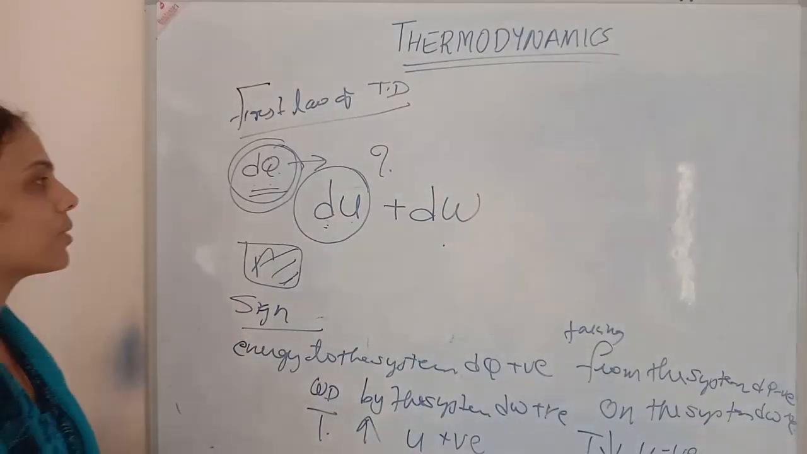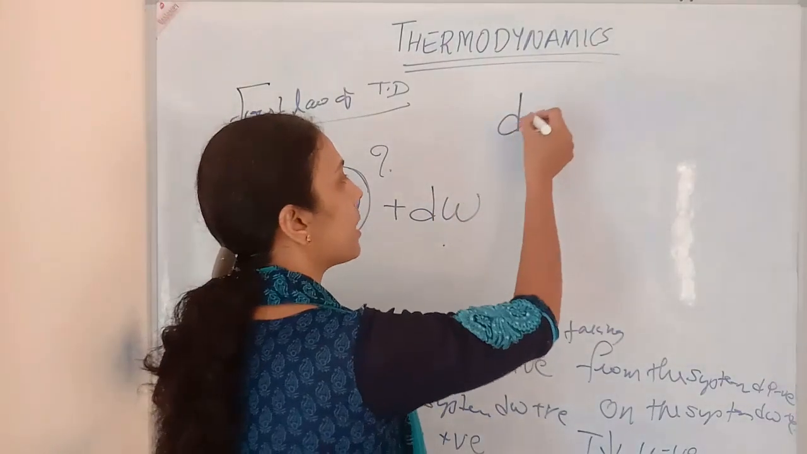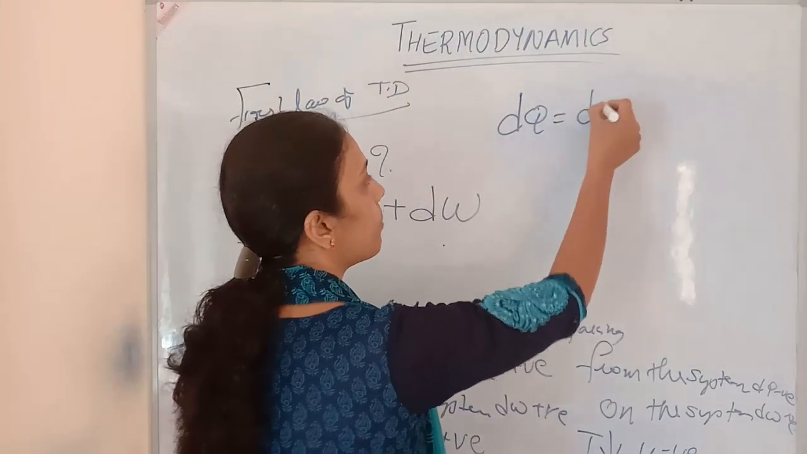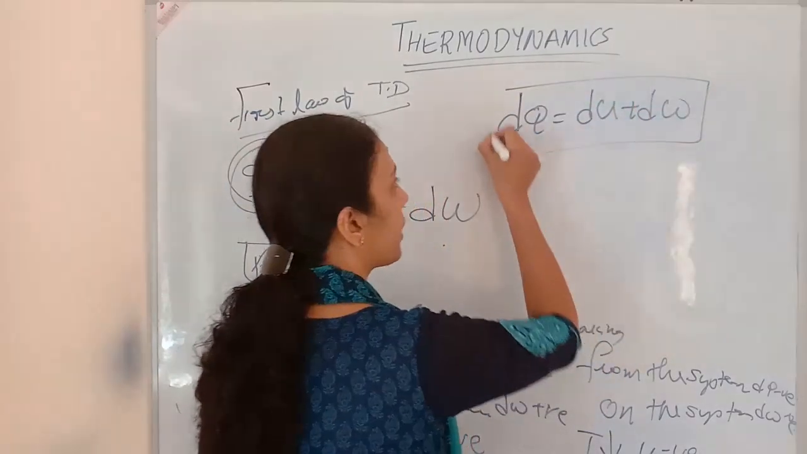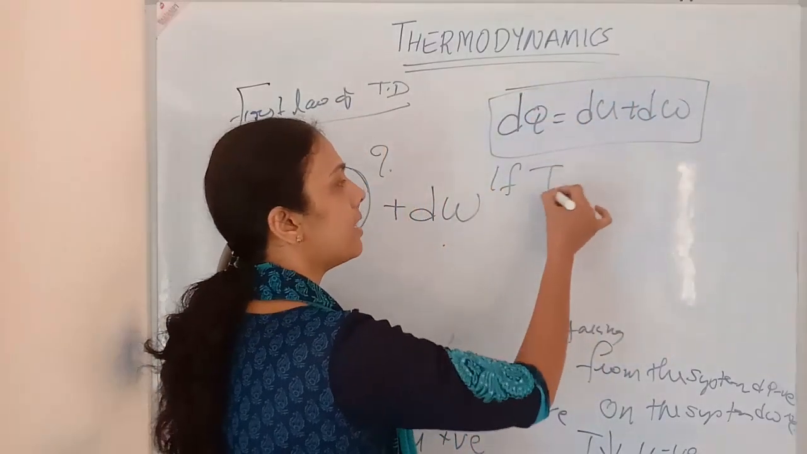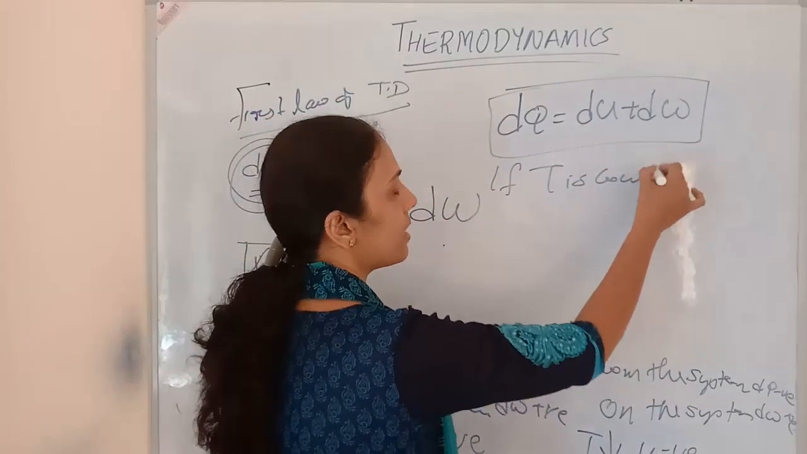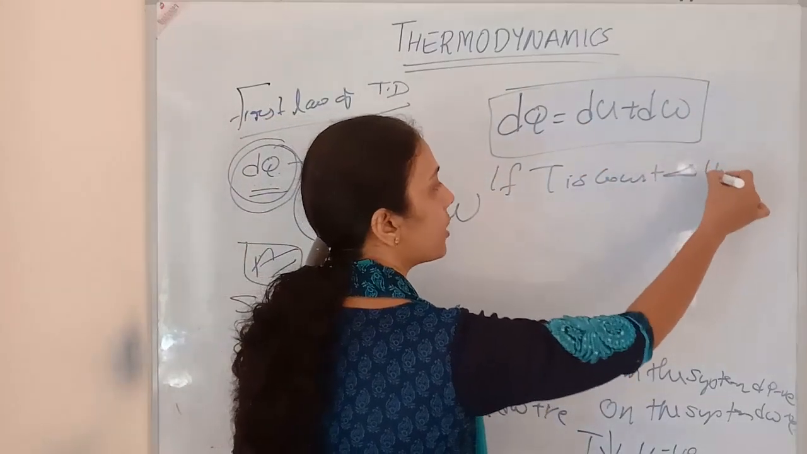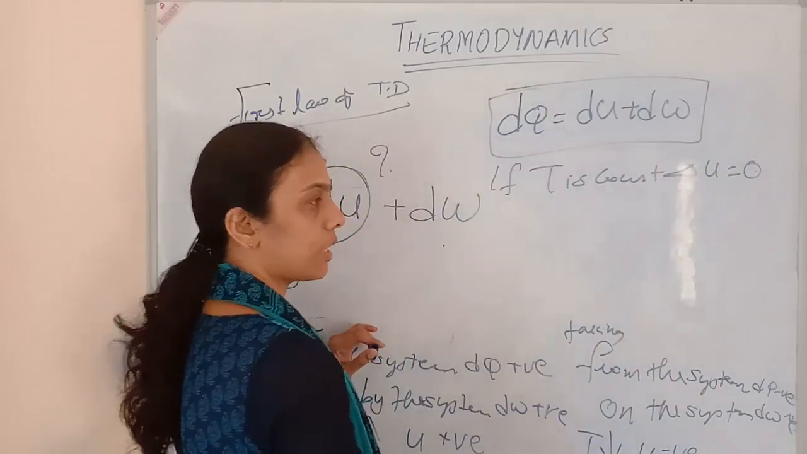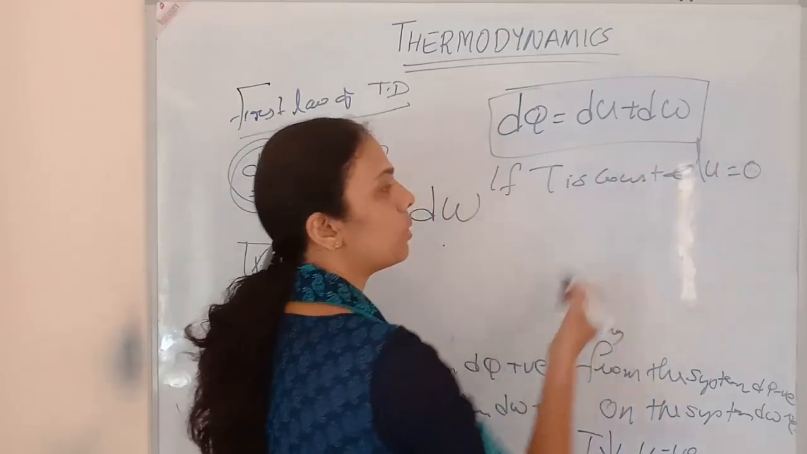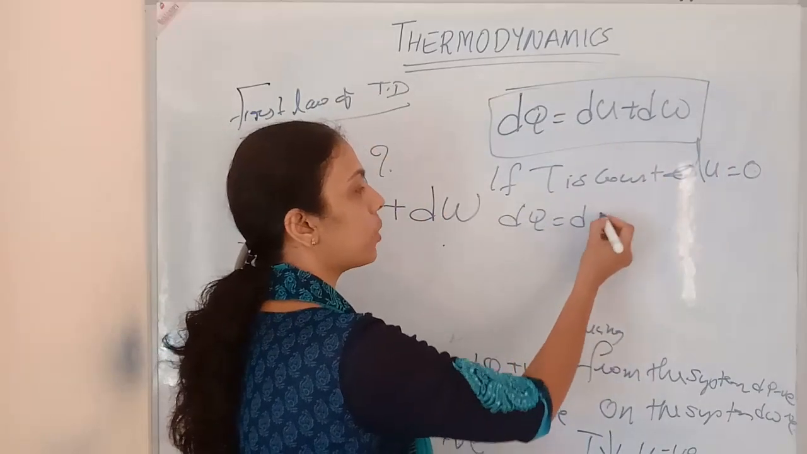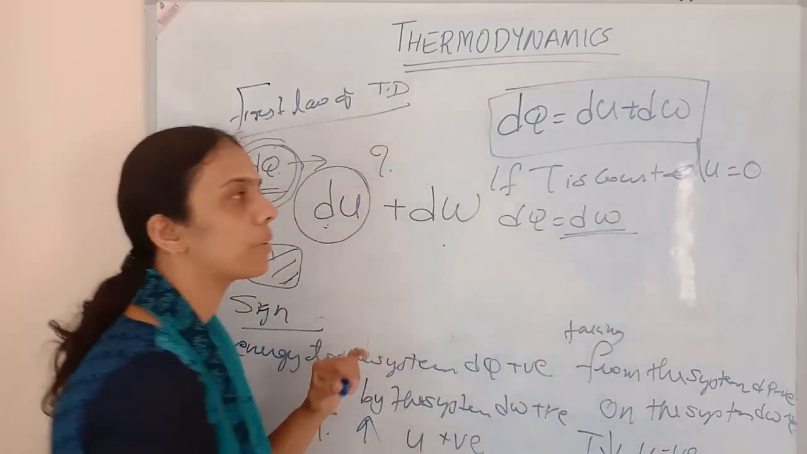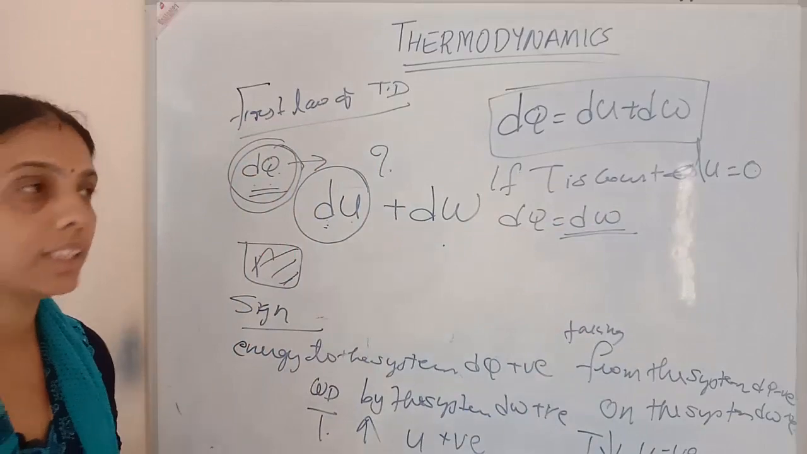So how can we mathematically represent the first law? dq will be equal to dU plus dW. If we consider T as constant, what will be delta U? Delta U is equal to 0, or dU will be equal to 0. Then what will be dq? dq will be equal to dW.